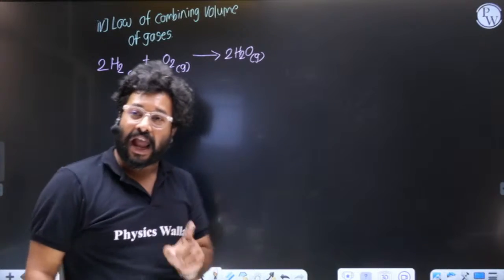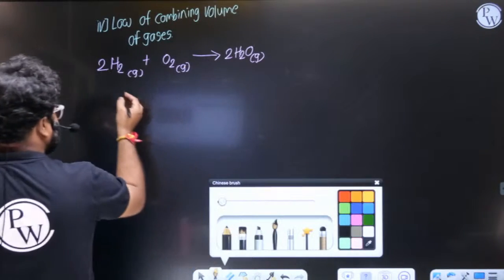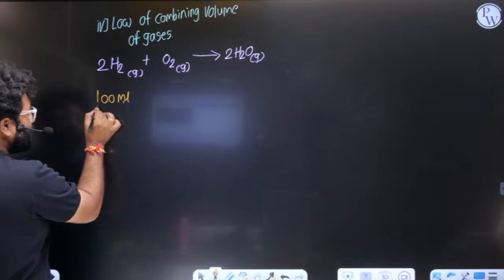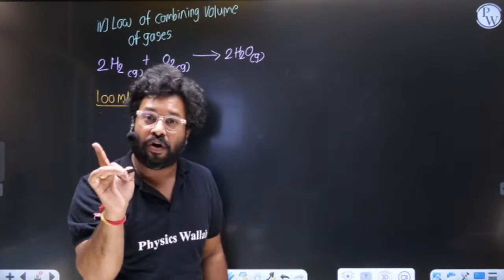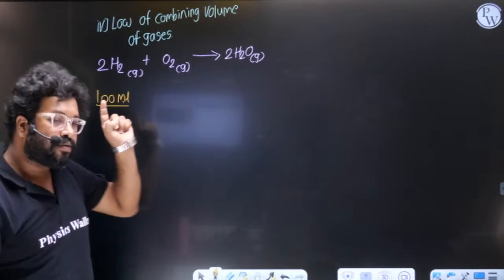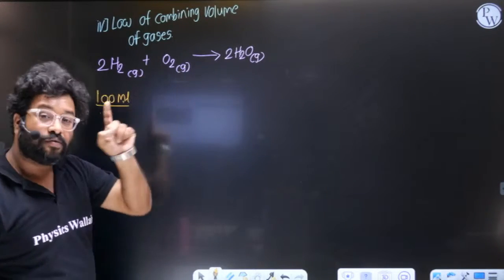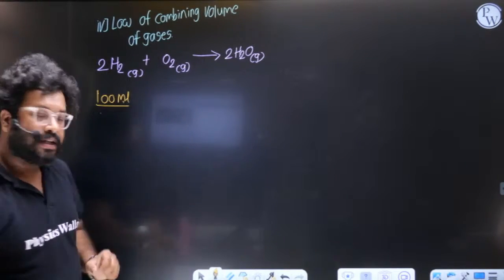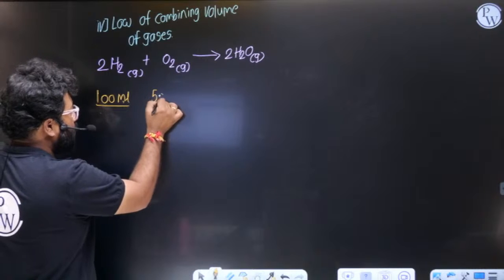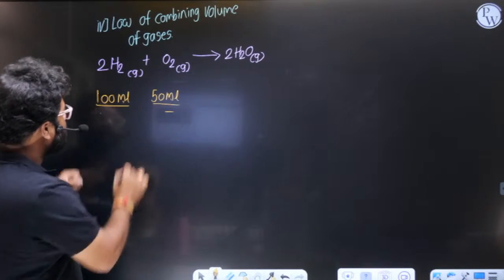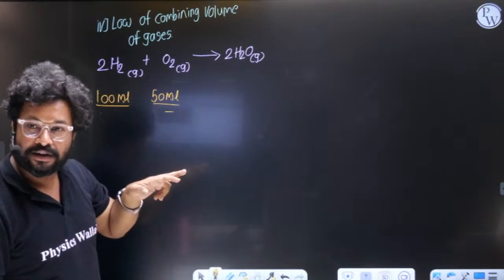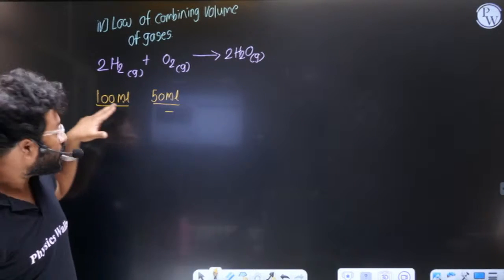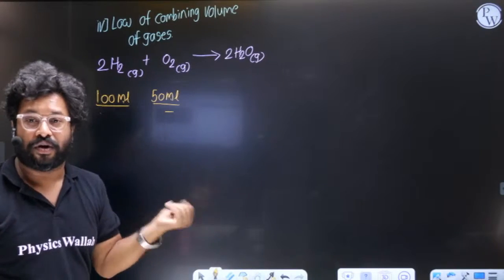Now, if you have this hydrogen as suppose 100 ml, just look at the ratio of their stoichiometries. When you have 2 moles of hydrogen, you are having 1 mole of oxygen. So if you are having 100 ml of hydrogen, then you are going to need 50 ml of oxygen. Why? Look at the ratio between them, 2:1. So if this is 100, this has to be 50. If this is 200, this has to be 100. If this is 500, this has to be 250, and so on.